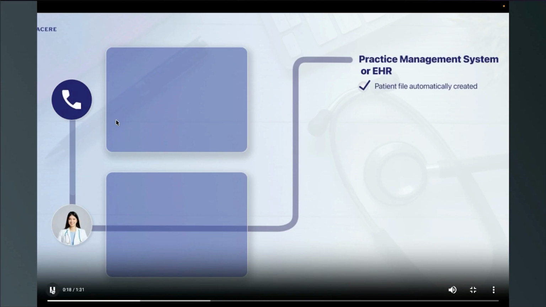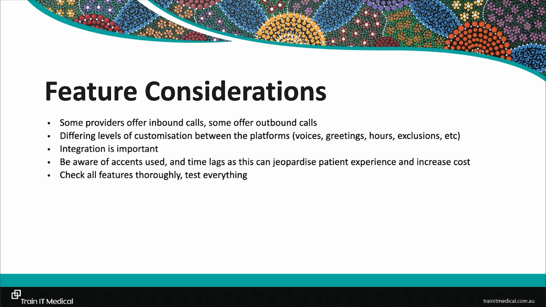As soon as possible. Now if you want the AI reception to have an Australian accent, choose a tool that can. Let's look at some feature considerations. So some providers offer inbound calls, some will offer outbound calls. There's going to be differing levels of customization between the platforms, whether that's voices, greetings, hours, and exclusions, for example, the patient blacklist. It's important to make sure that the AI reception integrates with the practice management system that you're using. Beware of accents used, and also beware of time lags, because these sort of delays can jeopardize a patient experience and increase cost. Make sure to check all features thoroughly and test everything.